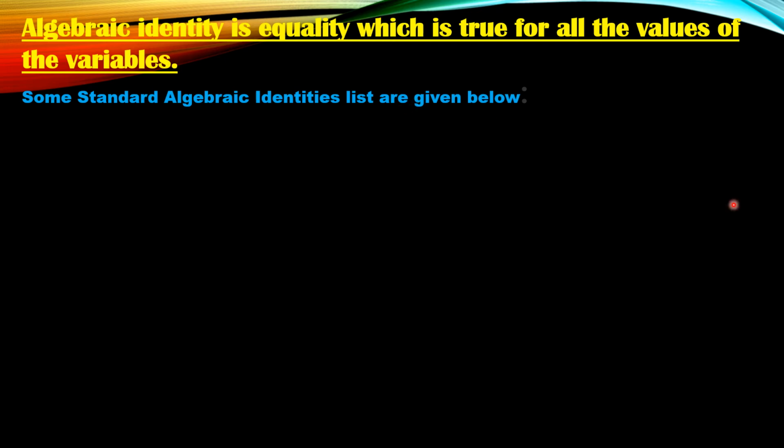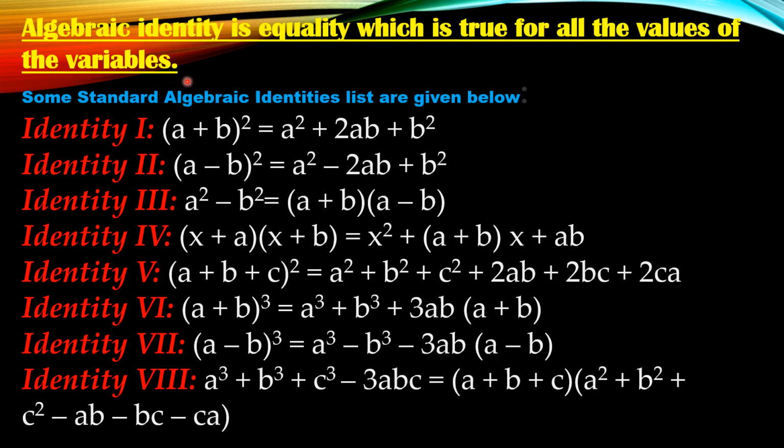Some standard identities which you will study in this exercise are: first, (a + b)² = a² + b² + 2ab. Second, (a − b)² = a² − 2ab + b². Third, a² − b² = (a + b)(a − b). Fourth, (x + a)(x + b) = x² + (a + b)x + ab. Fifth, (a + b + c)² = a² + b² + c² + 2ab + 2bc + 2ca.